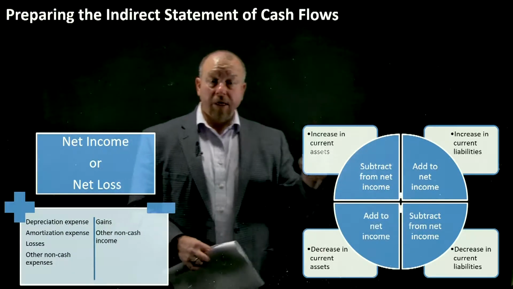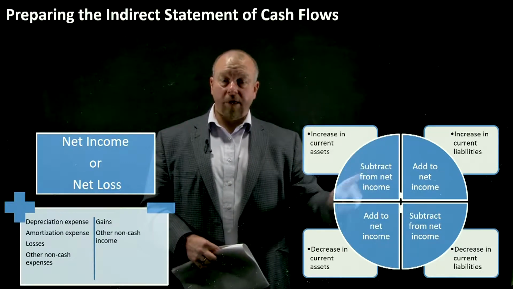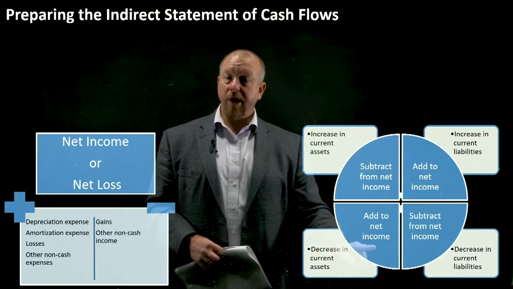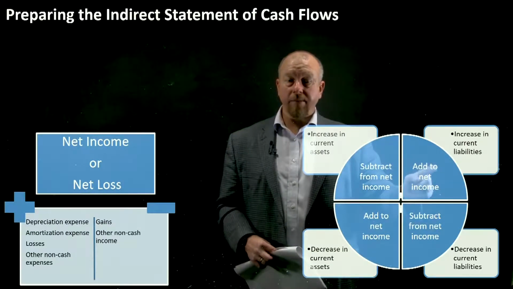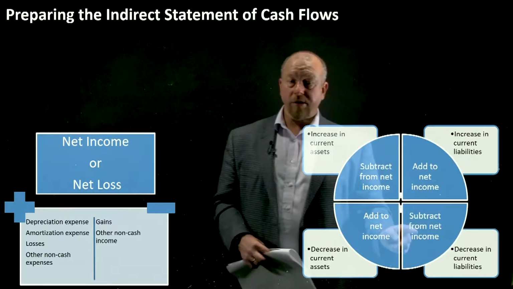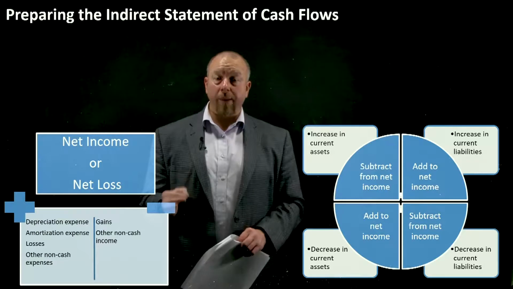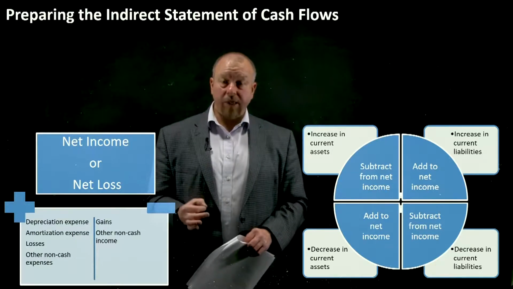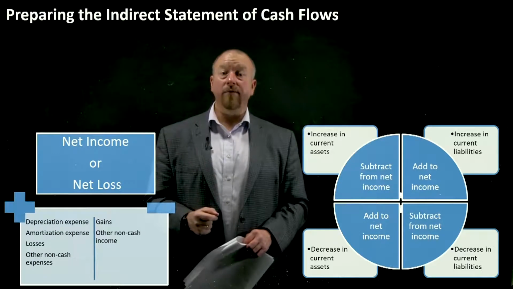Then you go over here. If current assets go up, subtract them. If current assets go down, add them. Current liabilities go up, add them. Current liabilities go down, subtract them. This is a pretty good roadmap that will get you through the operating section of the indirect statement of cash flows when you see it on an exam or in real life.